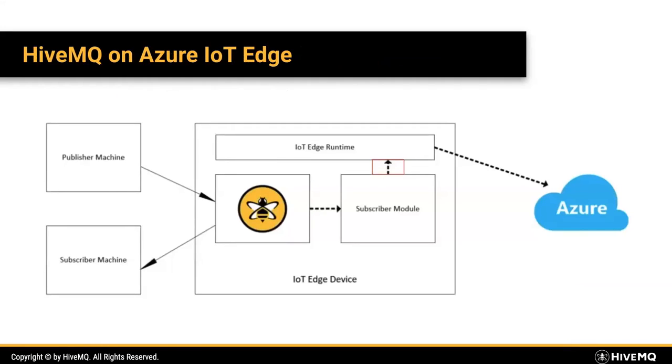And the last is how, once our subscriber module receives the message from a HiveMQ broker, we want to push this message towards the cloud. How is this done? This is done through the routing feature that is, I think, shown on the next slide.